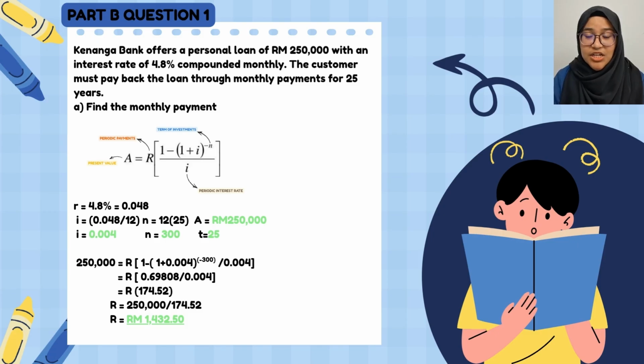Kenanga Bank offers a personal loan of 250,000 with an interest rate of 4.8% compounded monthly. The customer must pay back the loan through monthly payments for 25 years. For question A, find the monthly payments. It means that the question wants to find how much the customer needs to pay every month. So it means that we have to find the R.